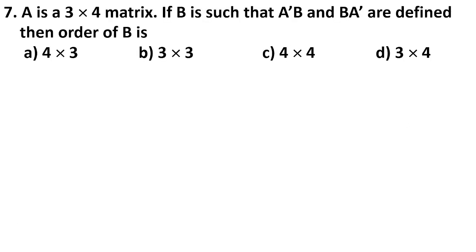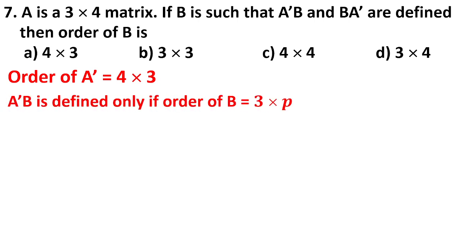Question number 7. This is actually a problem where, when the product is defined, we have to fix the order. A is 3 cross 4, and A dash B and B A dash are defined, then what is the order of B? We will fix the order of B as 3 cross P. Why are we fixing it as 3 cross P? Because the order of A transpose is 4 cross 3, and when you want A dash B to be defined, the number of columns of A dash should be equal to the number of rows of B. Therefore, it is 3 cross P.